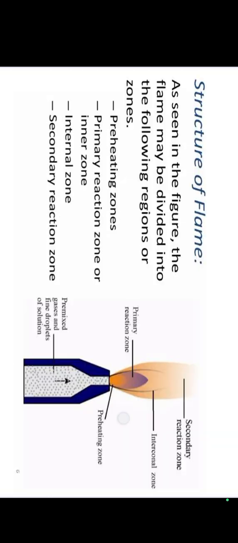Maximum temperature is achieved at the tip of the inner zone. This zone is used for flame photometry, but the primary reaction zone is not used for flame photometry. Fourth is the secondary reaction zone, where the process is stabilized by the surrounding air. These are the structure of the flame and its zones.